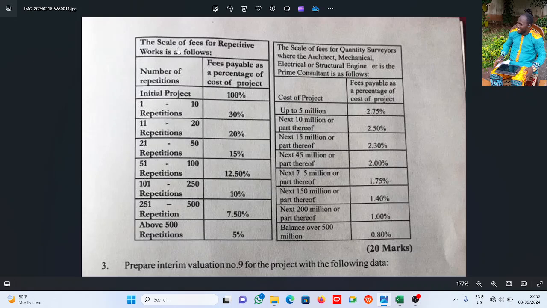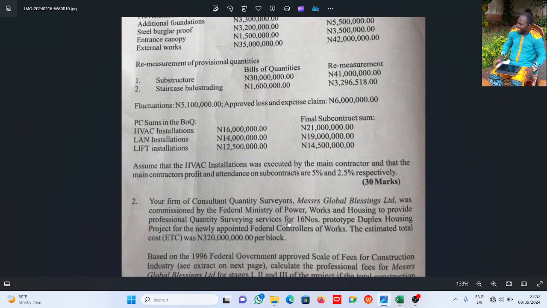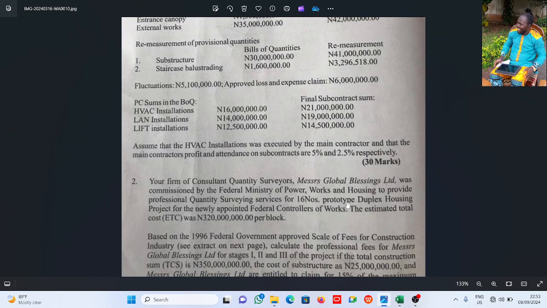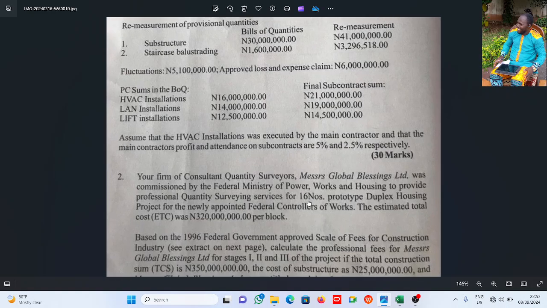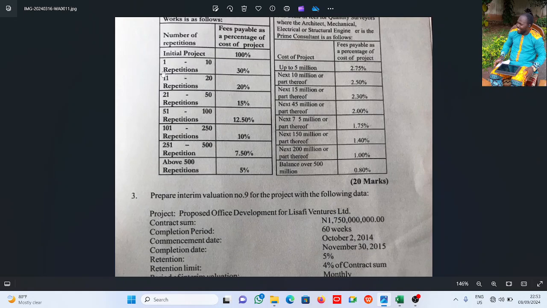Good. Now it says total scale of fees for repetitive works is as follows. Repetitive works are works that are done over and over, like repeated buildings. Now the question says there are 16 numbers. Let me take us back so that we have a better understanding. It says 16 numbers prototype, exactly, prototype duplex. They are prototypes, they are repetitive buildings. Now here it says initial project, of course, I will explain when we get to the solution.